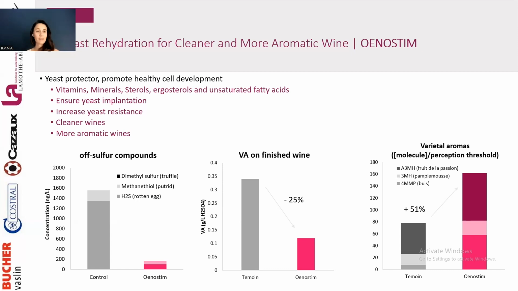Again, we are looking at the aromatic index here, and you can see the control versus an Ostim. We managed to have double the perception of the aromas, so double the concentration of our thiolic compounds, mostly because we put the yeast in a very comfortable and resistant environment.